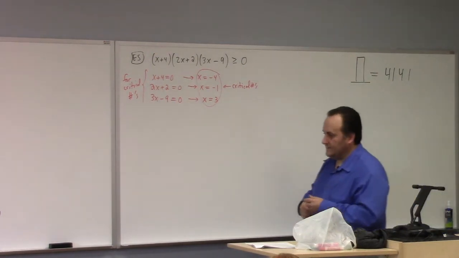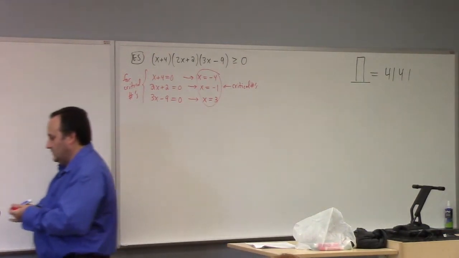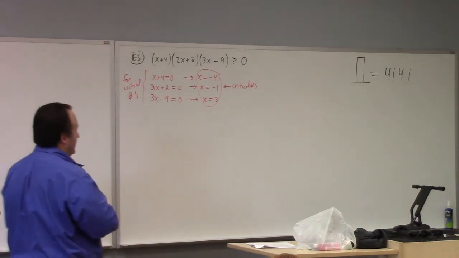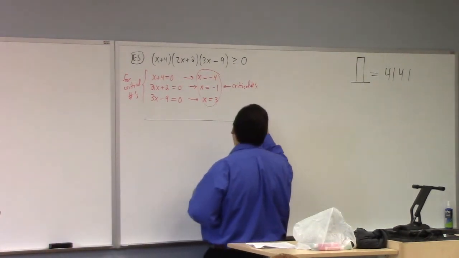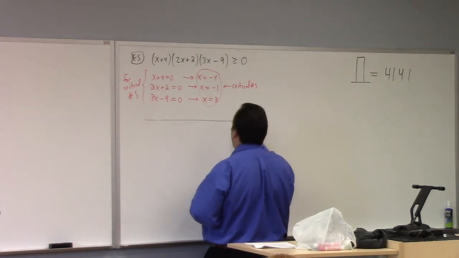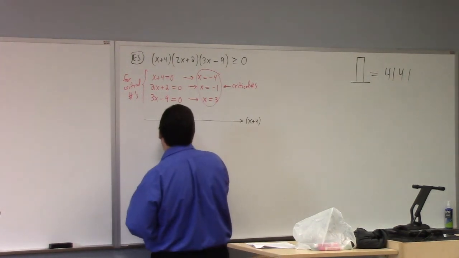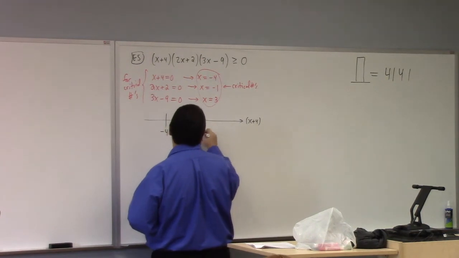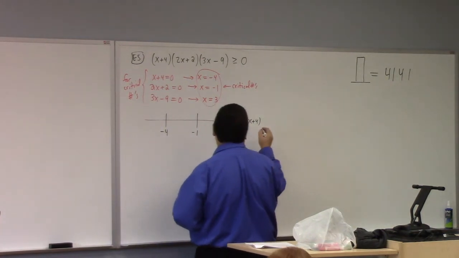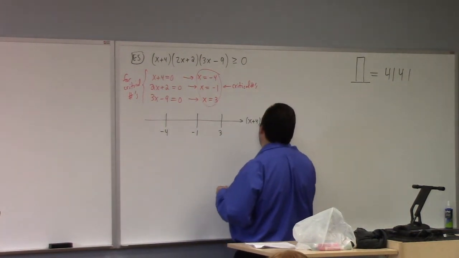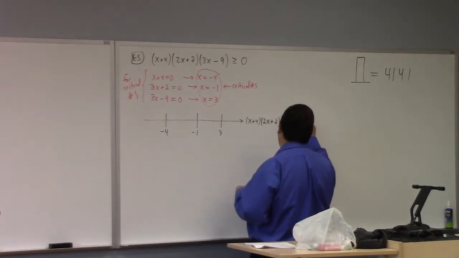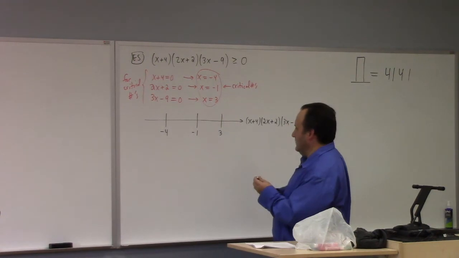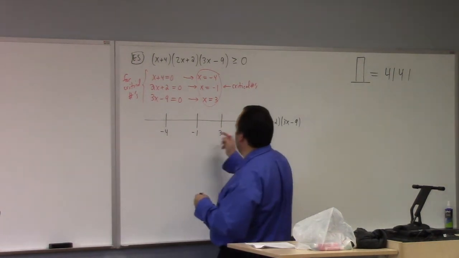Now we make the number line. We've got to put them in order. Which one comes first? Now what do you guys want to test? Test 0? All right. Where's that in here? I guess that's between -1 and 3, right?